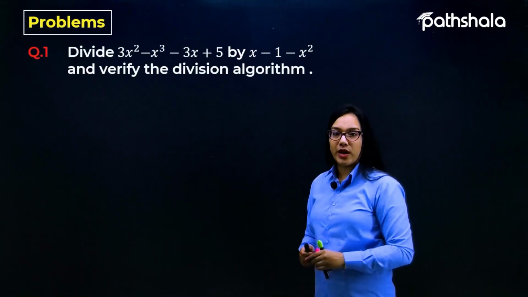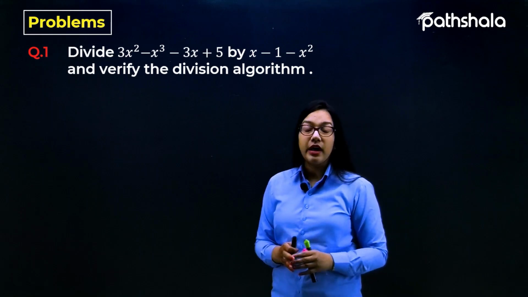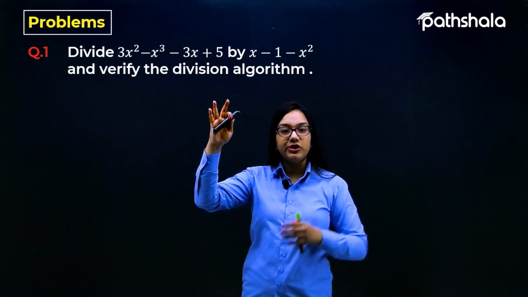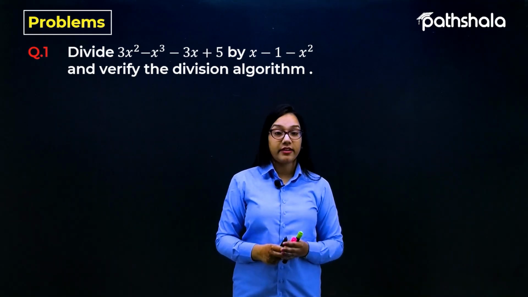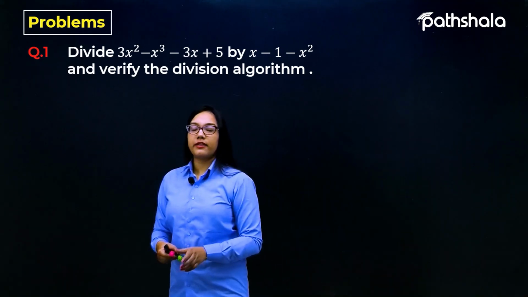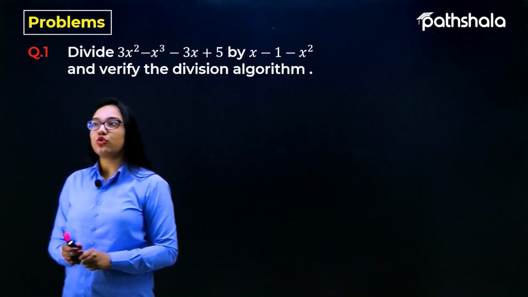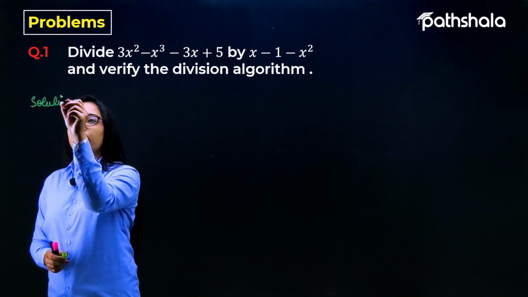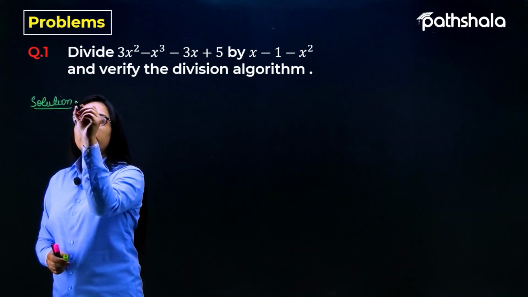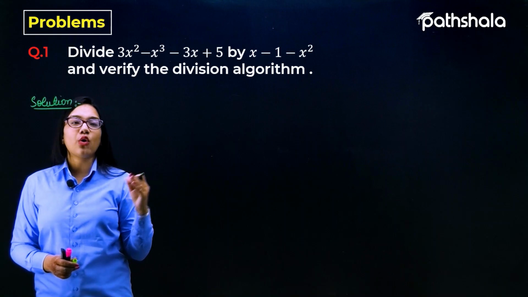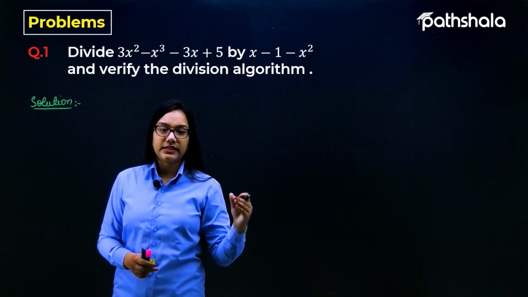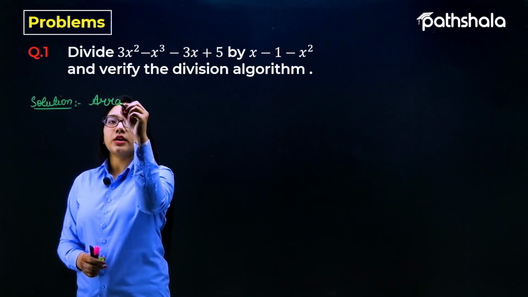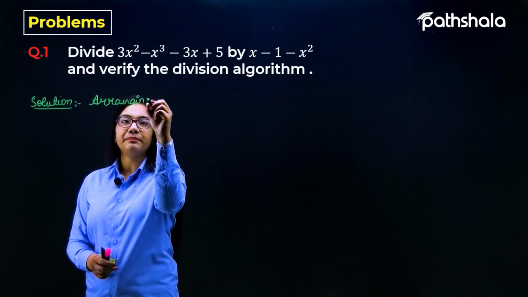Problem number 1 says divide a given polynomial with another polynomial and verify the division algorithm. It says verify the division algorithm. So let's start dividing both of these polynomials. First of all, we have to arrange them. So let us suppose we are starting with the solution. Step number 1: we have to arrange them in the descending order of their degrees.